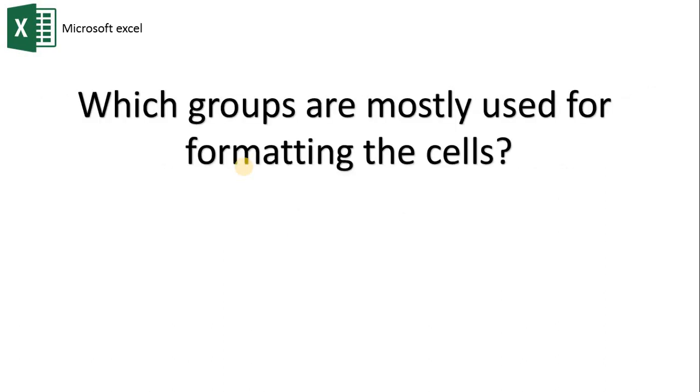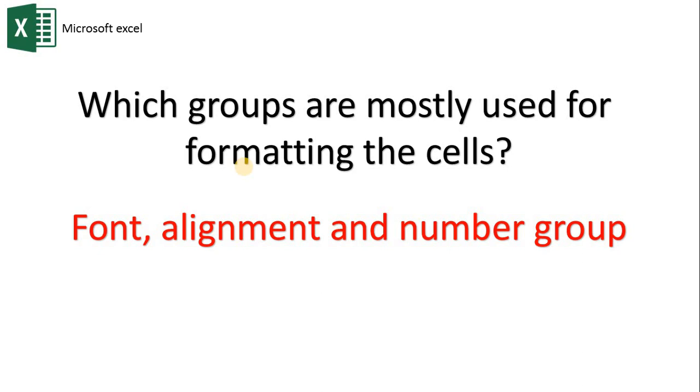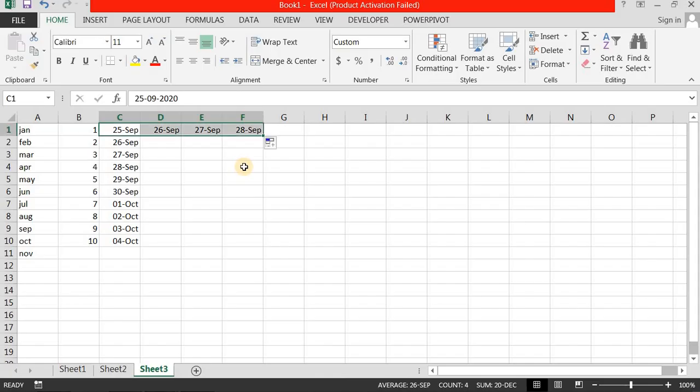Which groups are mostly used for formatting the cells? Font, alignment and number group. So usually for formatting we are using this font. All the font styles are here, alignment and number group. So these are very important groups available in Excel.